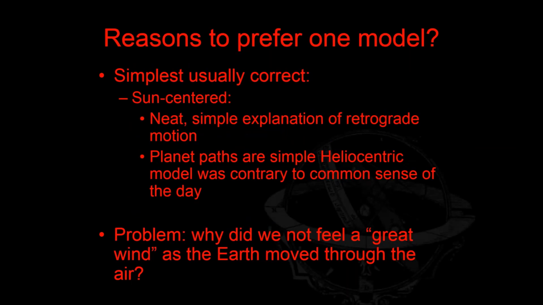So for a long time there were competing models. And how do you know which model is correct? Which one do you prefer? And as I said before, the simplest is usually the most correct. The sun-centered model is the simplest. It's neat. It has a nice, simple explanation of retrograde motion without need for weird epicycles, of which there's no real reason for these planets to go in the extra little circles in their orbits. So the planet paths are simplest in the heliocentric system.